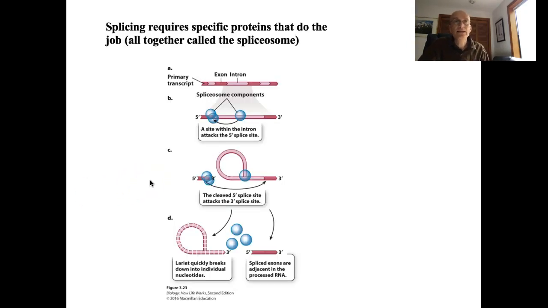Okay, so let's look at the splicing process in a little more detail. How does splicing occur? Well, splicing occurs because there are proteins, these little blue balls here on your figure. They are proteins that act with each other. There are other molecules as well, and they together produce what's called the spliceosome. So the spliceosome is a set of molecules, many of which are proteins, that bind at certain regions.